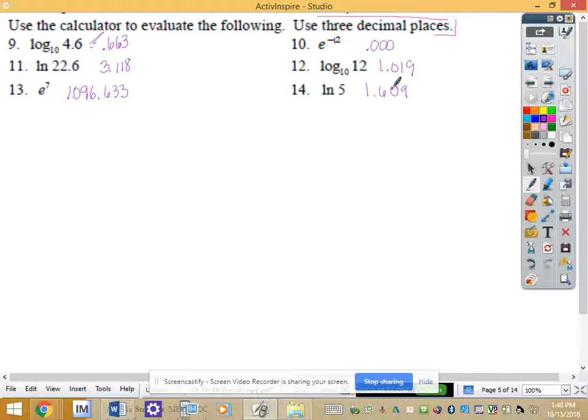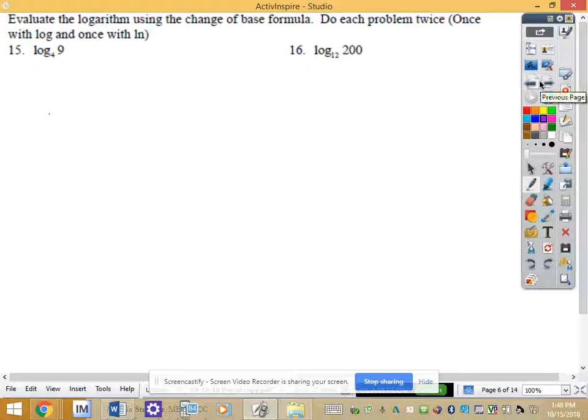All right, number 15 refers back to what I mentioned about putting these in the calculator. You can either do change of base with log or change of base with ln. The choice is yours. It doesn't matter. You're going to get the same answer either way you do it. So what I'm asking you to do is write the change of base formula with the log and then with the ln, and then put it in the calculator.